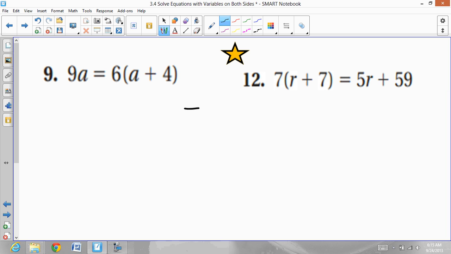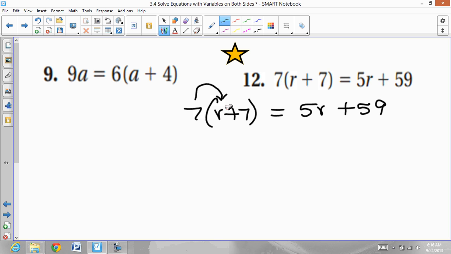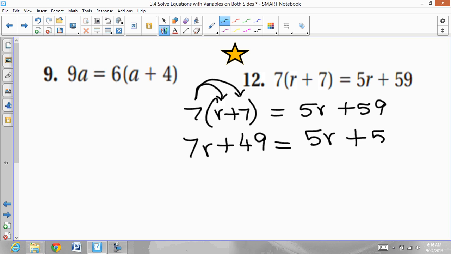So I am going to take 7r plus 7, writing the question, and 7 on the outside multiplies r to get 7r. 7 on the outside multiplies positive 7 to give you positive 49 equals 5r plus 59. Now, if you look at the left side, you have 7r of the equal sign. Now, if you look at the right side of the equal sign, you have 5r. You cannot have variables on the left and you cannot have variable on the right.